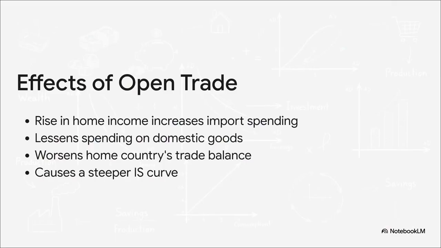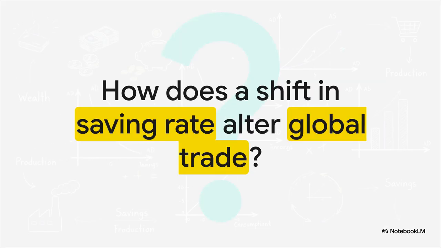As you can see, shifting from a closed to an open economy changes the math considerably. A rise in your personal income directly fuels foreign demand through these imports. Because some of your spending leaves the country, it lessens spending on domestic goods and worsens our home country's trade balance. In these macro models, this leakage means it takes less of a change in income to balance the goods market, which fundamentally alters how a country recovers from economic shocks. It's a huge deal.